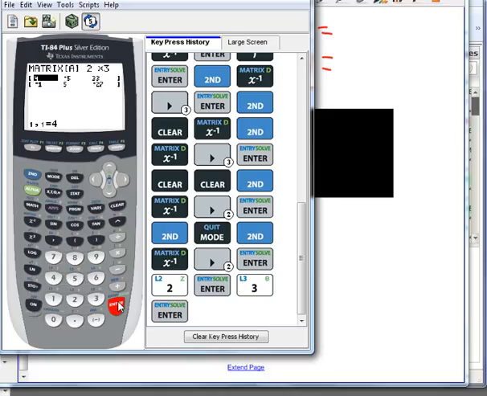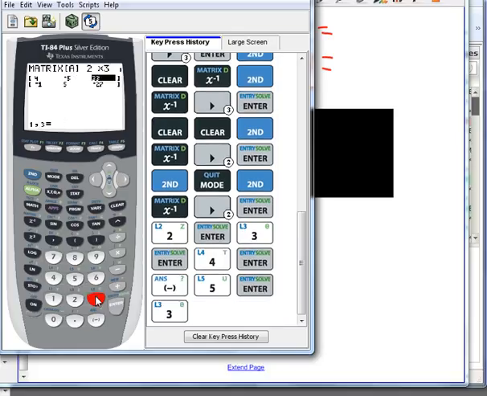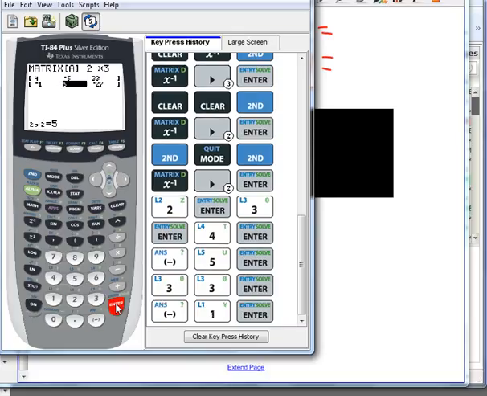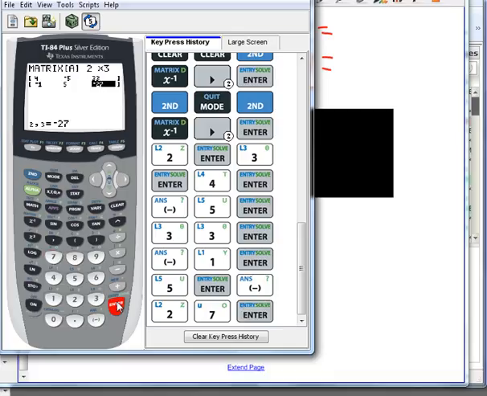Now we enter in the numbers. Our first number was 4, so you say 4, enter, -5, enter, 33, enter, -1, enter. For the negative, make sure you're not using the subtract. You want to be using the negative. Then 5, enter, -27, enter. Okay. I think everyone should have gotten it. Then I'm going to say second quit.